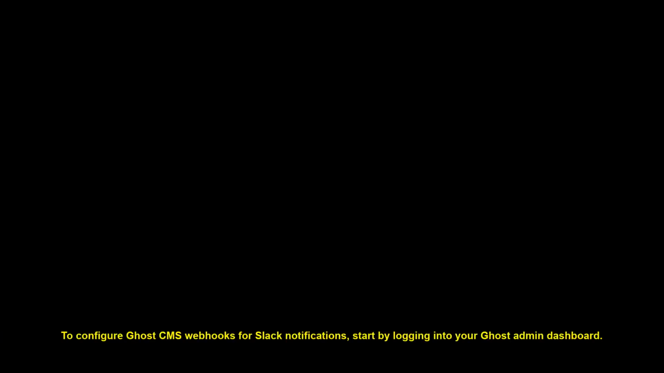To configure Ghost CMS webhooks for Slack notifications, start by logging into your Ghost admin dashboard. Navigate to the Settings menu. From the Settings menu, select Integrations. Scroll down to the Webhooks section. Click on the Add Webhook button.